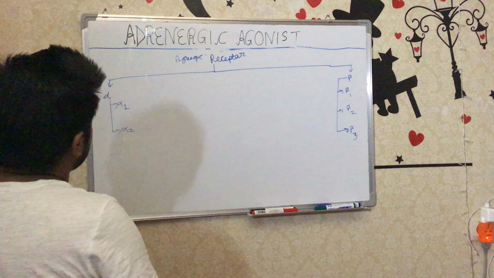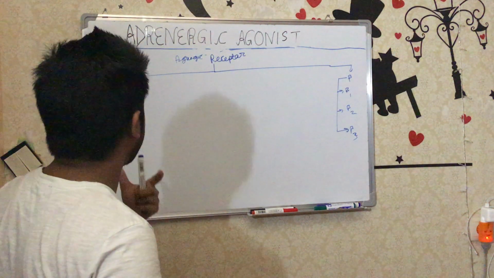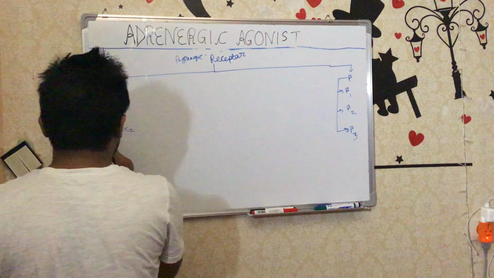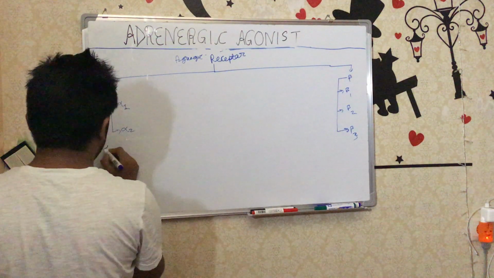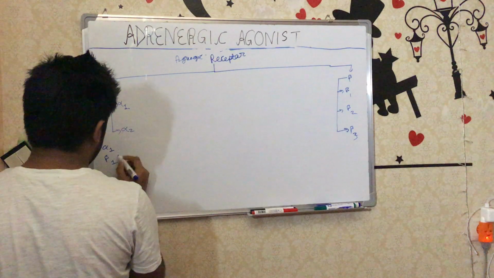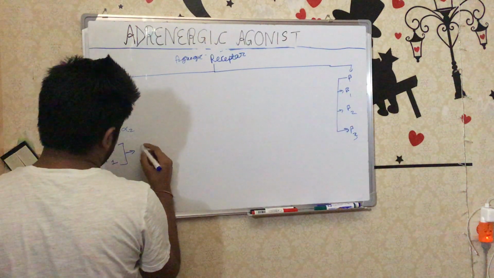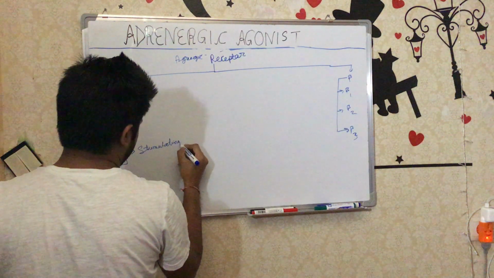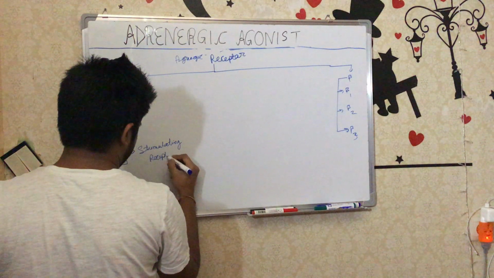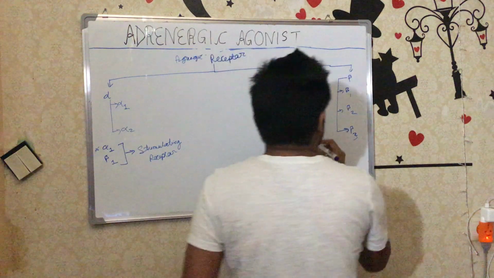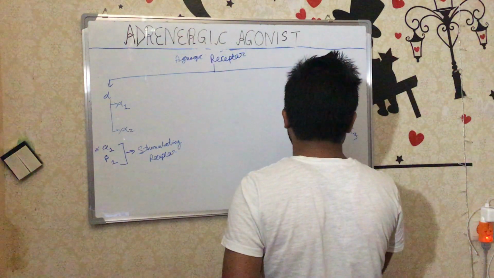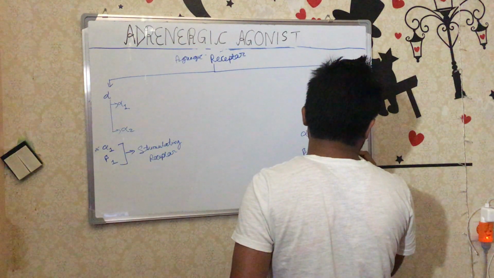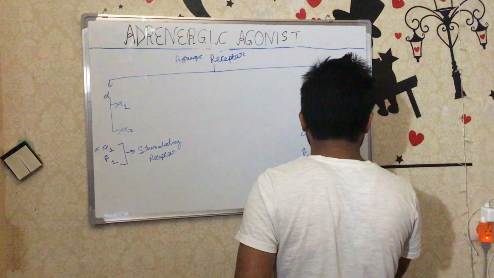But before we start the localization, first we should know some logic or terms to make it easy to memorize the receptor function. Alpha 1 and beta 1, these two are stimulating receptors. And alpha 2 and beta 2 are inhibiting receptors.